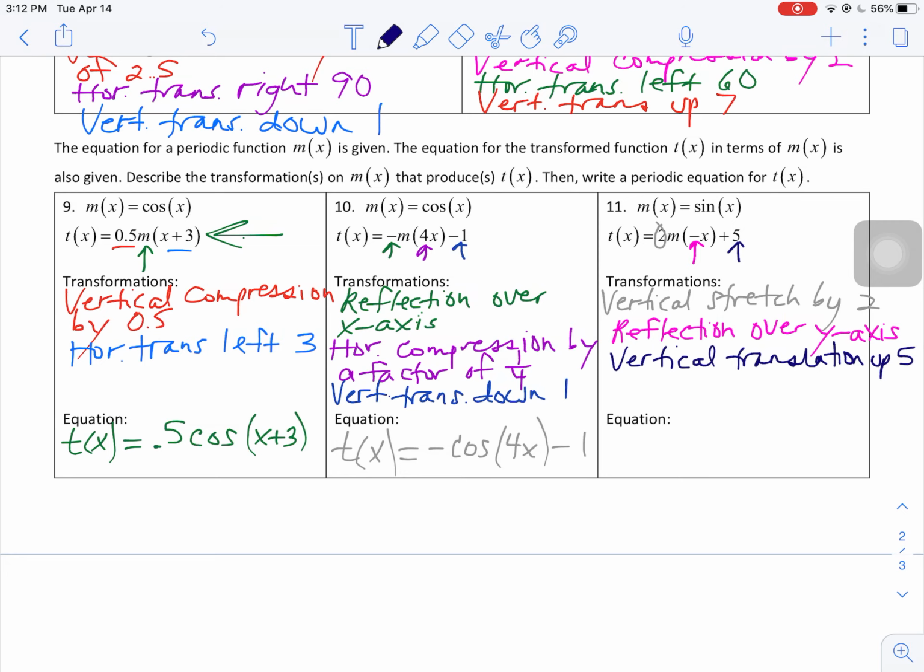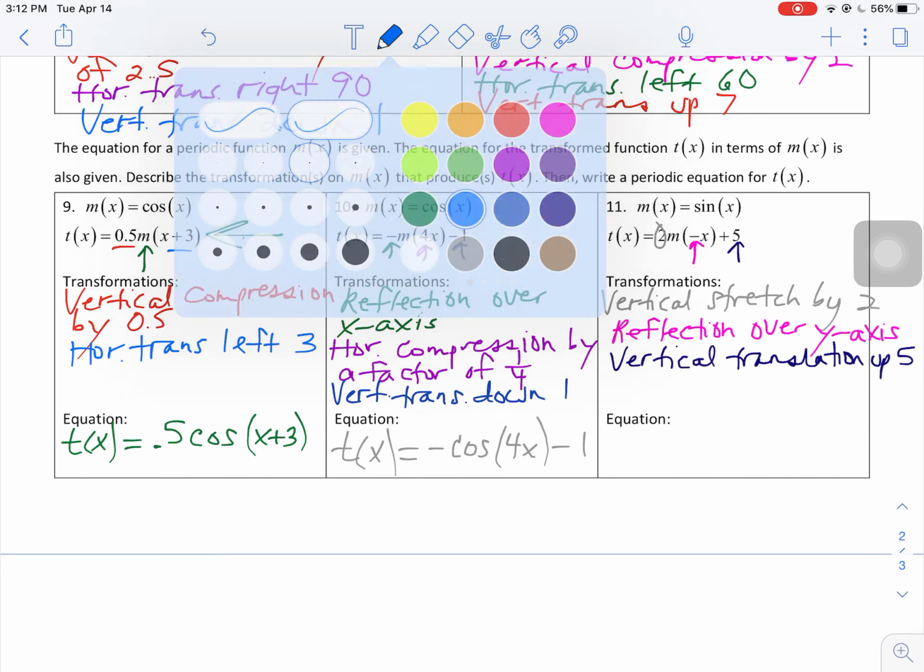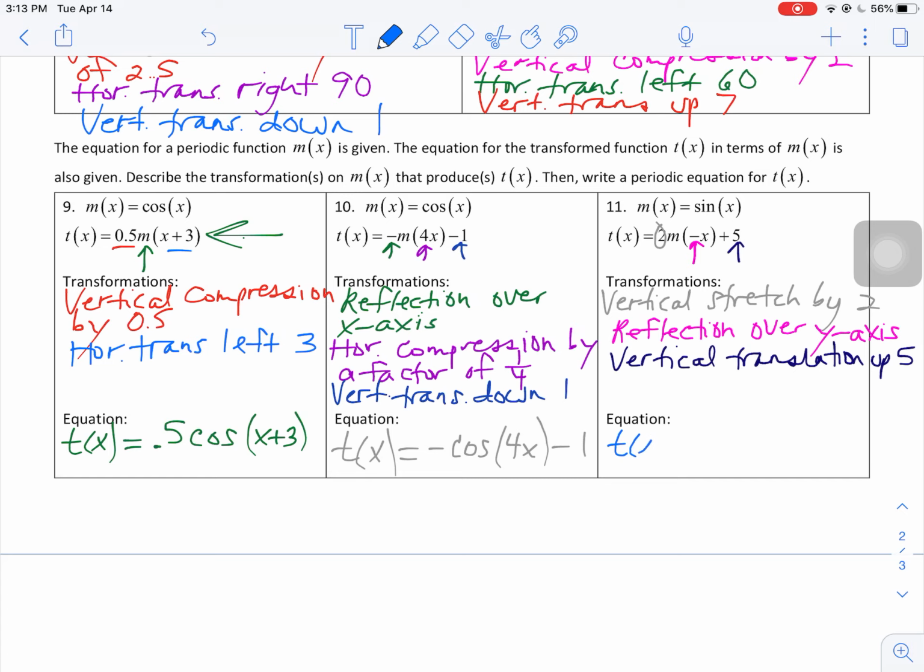up 5. And then as far as the final equation goes, I have t of x equals, and everything's going to stay the same, except wherever I see an m, I'm going to replace it with sine, because sine was the parent function. So 2 stays in front, and then I put in sine of negative x, plus 5. And that's all.